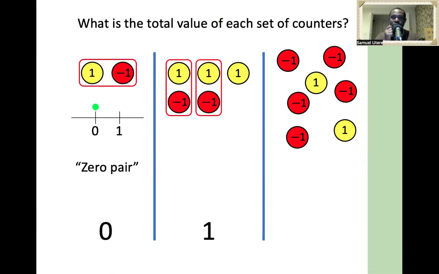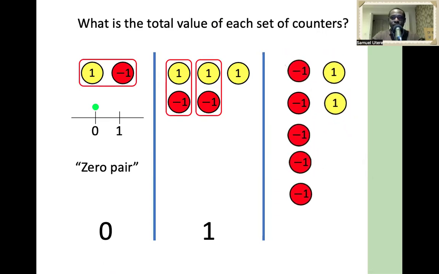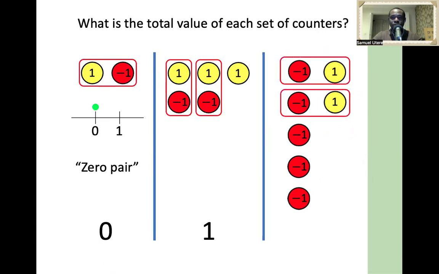This one, it may not be relatively obvious to combine the 0 pairs and then find out what is left. But if we rearrange them, we can see that we have 2 pairs which make 0 pairs. So we're just left with 3 negative counters, which is -3.